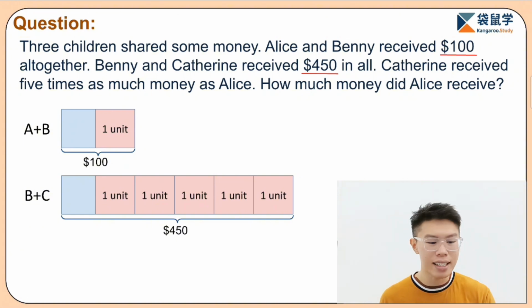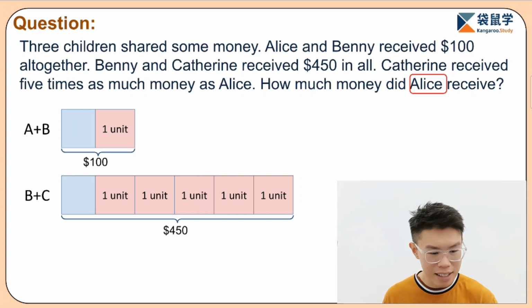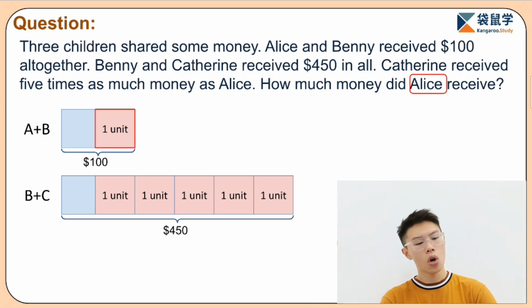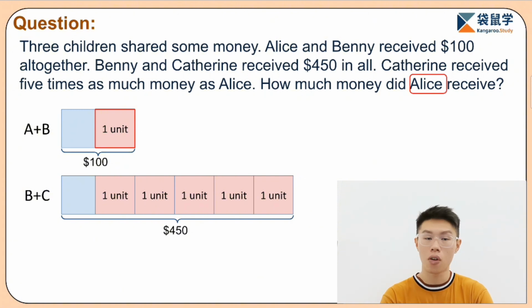So Alice is in the first group. Let's highlight it. So Alice has 1 unit. Now if we know the value for 1 unit, then we have found the amount of money Alice received. So how to find the value for 1 unit?